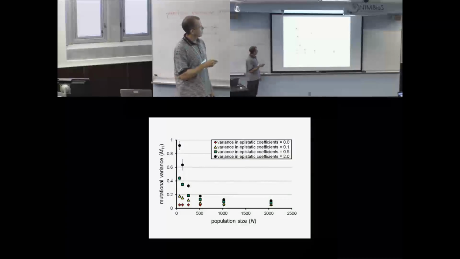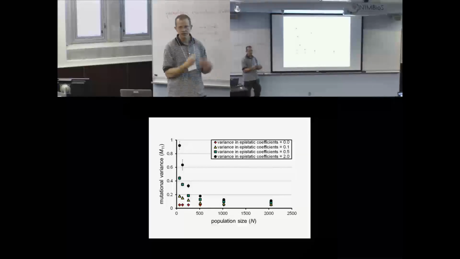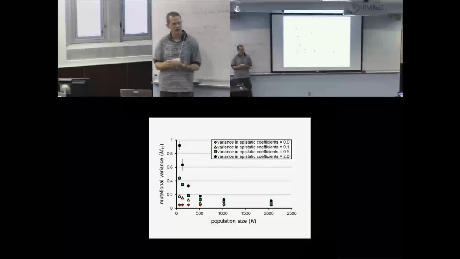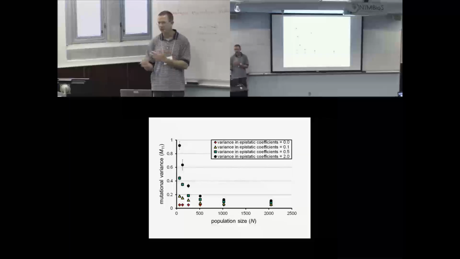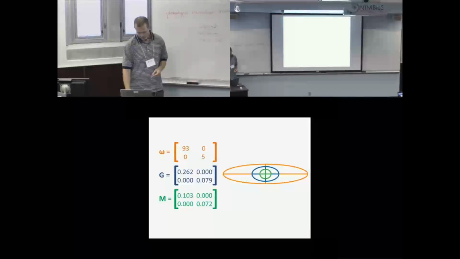This is showing that result. So this is the mutational variance as a function of population size, and you can see it evolves to be relatively small compared to the smaller populations. So large populations evolve small mutational variances, and those small mutational variances don't introduce as much variation to the population, so you get less standing genetic variance.